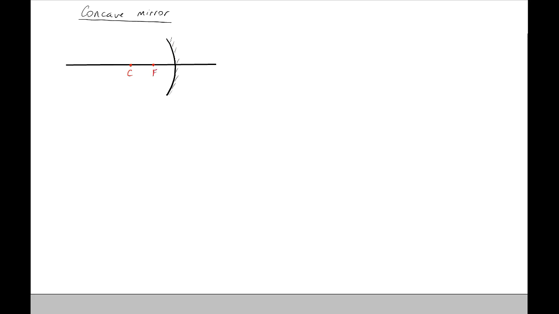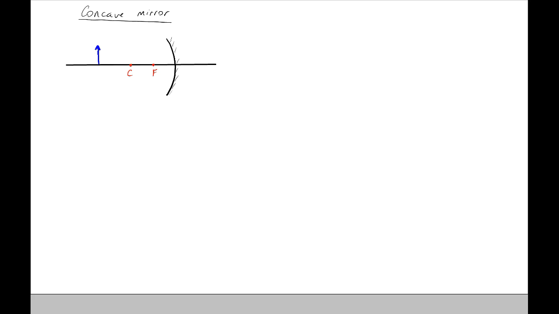Now let's place an object. I'm gonna put it over here. That's the object. I will draw a few rays that are always special rays. So these are the types that you'll always have to draw in a ray diagram.